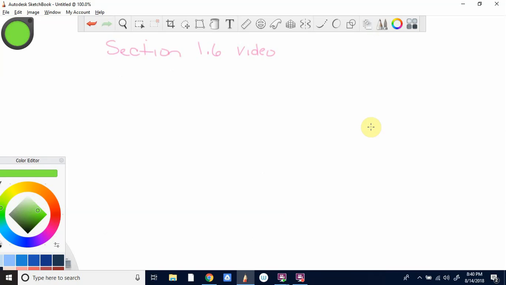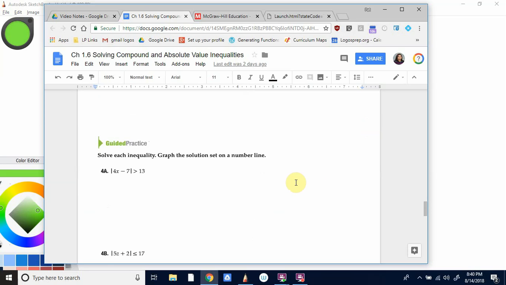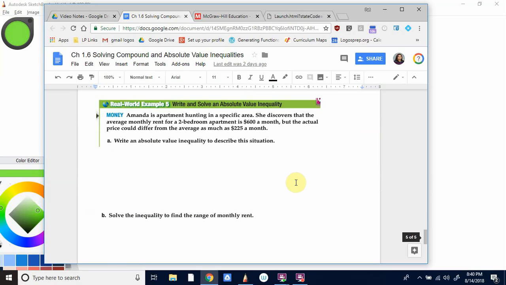All right, we're back, and let's look at example 5. Let's look at word problems, because sometimes we have to use word problems. We can use those to solve an inequality, a real-world problem.